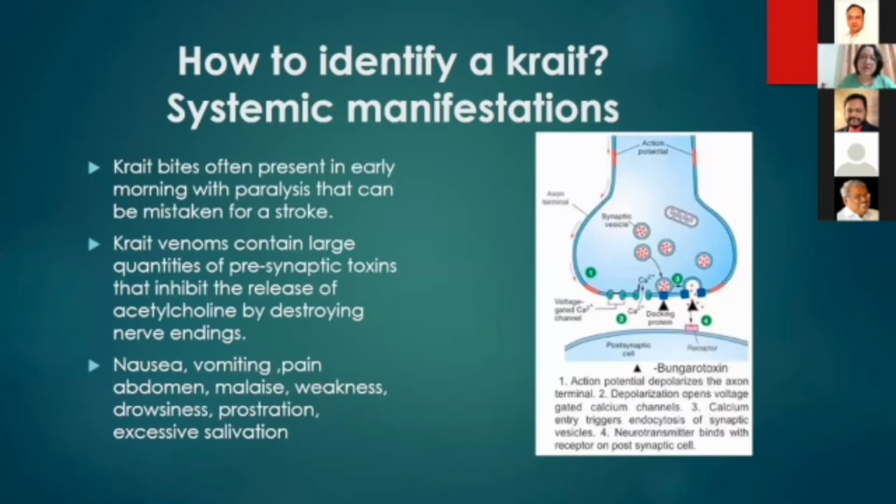So regarding the systemic manifestation, we've talked about the bungarotoxin in the earlier presentation as well. Krait bites present in the early morning with paralysis, and this can be mistaken even for a stroke. Krait venoms contain large quantities of presynaptic toxins, and they inhibit the release of acetylcholine by destroying the nerve endings. The features that we could get are nausea, vomiting, pain abdomen, malaise, weakness, drowsiness, prostration, even excessive salivation and all.